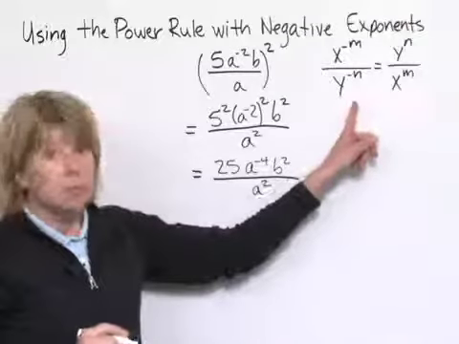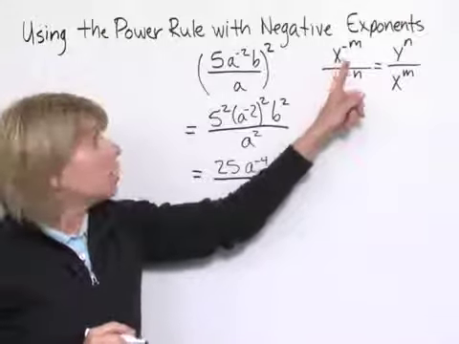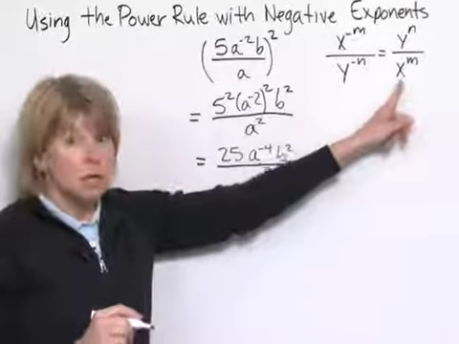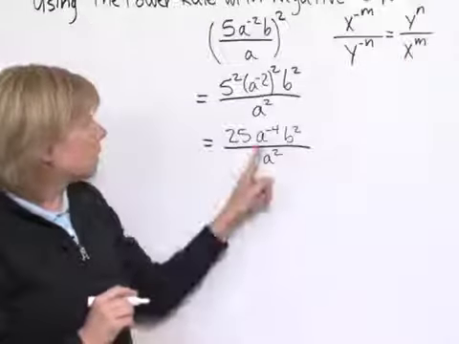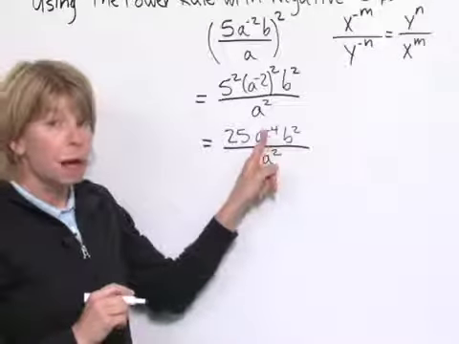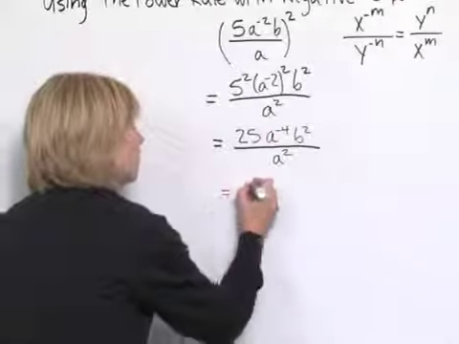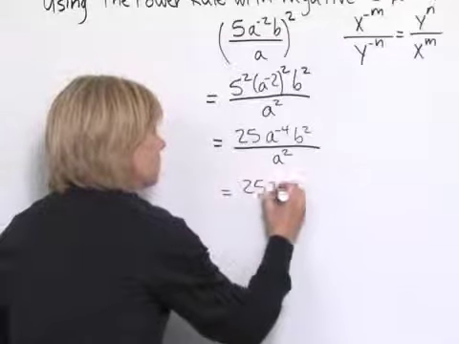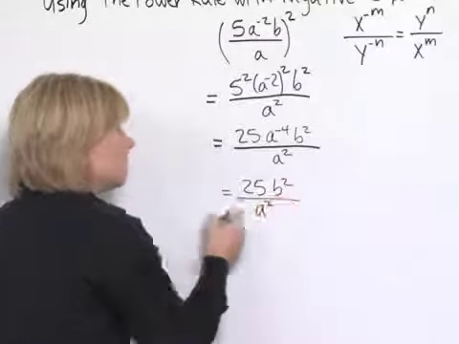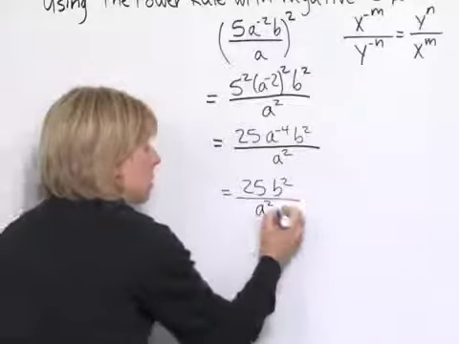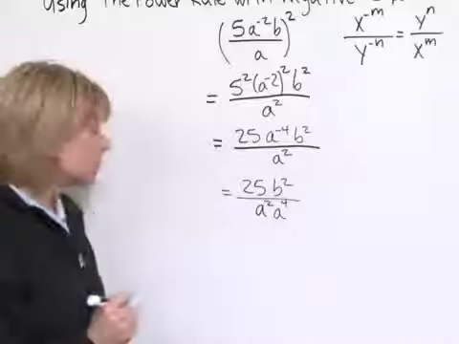Next, we need to use this rule that tells us if we have something being raised to a negative exponent, we can move it to the other side of the fraction and change the exponent to a positive. Here we have a to the negative 4. I can move that to the denominator and make it a to the positive 4. Everything else stays where it is. This now comes to the denominator, and I have a to the positive 4.